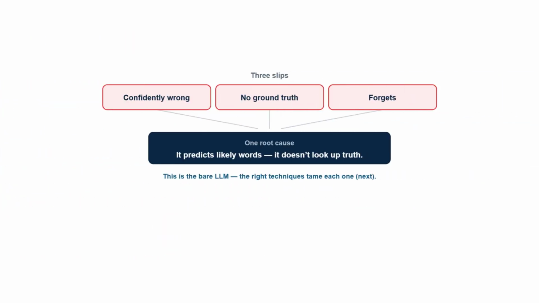So, 3 ways it slips. It can be confidently wrong, it has no sense of true versus false, and it forgets what falls outside its window.